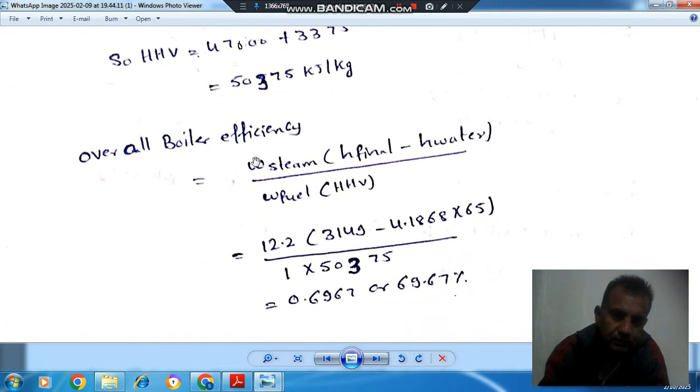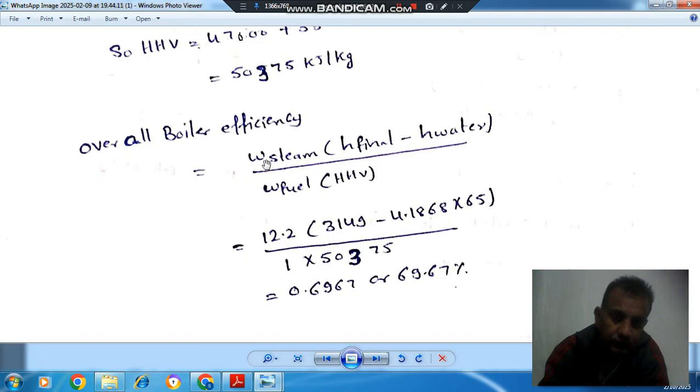And boiler efficiency is the rate of steam generated divided by heat supplied. So as 12.2 kilogram of steam is generated per kilogram of fuel, and enthalpy change is: final enthalpy is 3149, and initial enthalpy is corresponding to 65 degrees Celsius. Assuming 0 degrees Celsius as zero enthalpy, so 65 will have 4.18 into 65. So that is the heat transferred to steam, divided by the heat supplied by the fuel. So the efficiency comes out as 0.6967 in fraction, or 69.67 in percent.